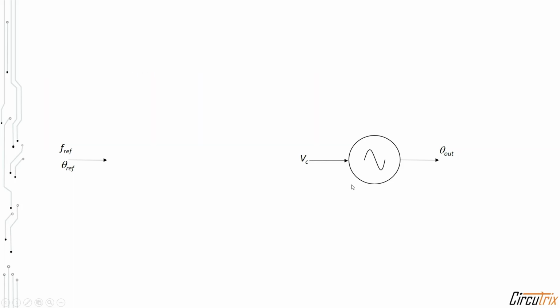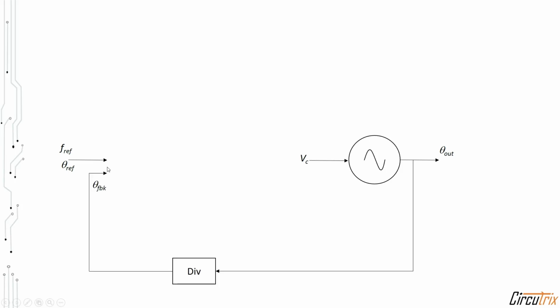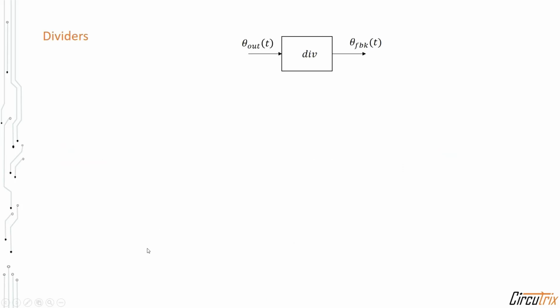Typically the reference frequency will be much smaller than the VCO frequency. Say, for example, the VCO frequency could be 1 GHz, whereas the reference frequency may be 100 MHz. In that case, we need a divider. For this example, we need divide by 10. Now let us see the basic operation of a divider. The input to the divider is the VCO output frequency, and its output is the feedback clock, which will be used to compare with the reference clock.